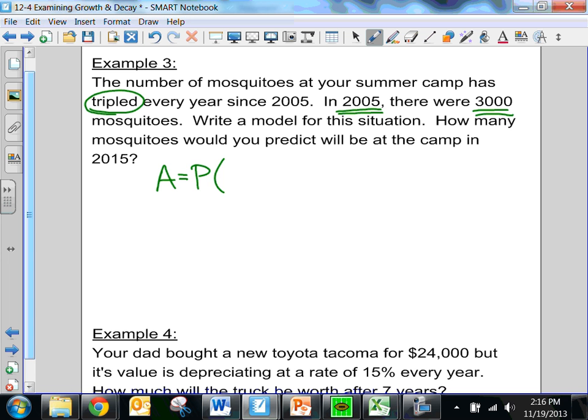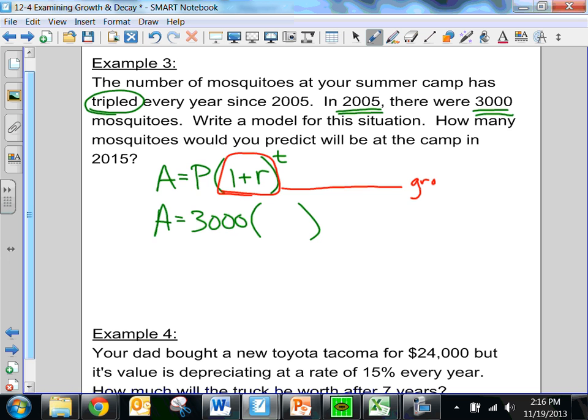So I'm going to use this equation here, and I'm going to plug in what I need to. I know that the original amount of mosquitoes is 3,000, so I'm going to put 3,000 here. Now this is different. Right here, what I want you to look at is that this spot, whatever's underneath, represents the growth factor. Growth factor, okay?